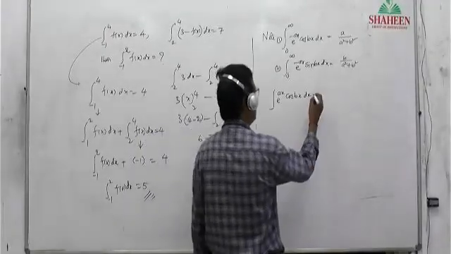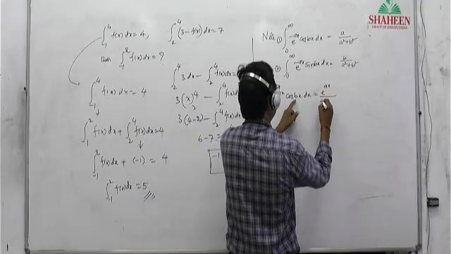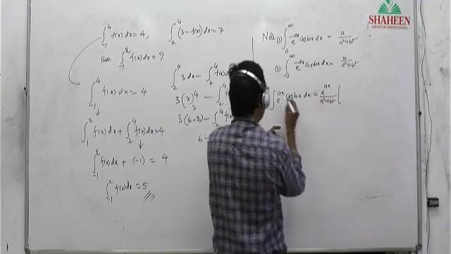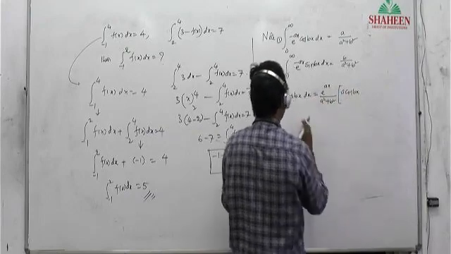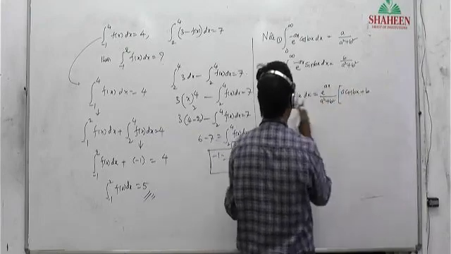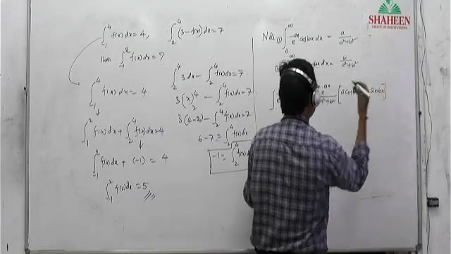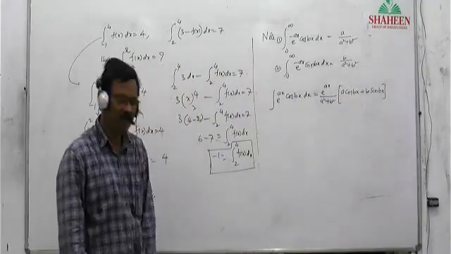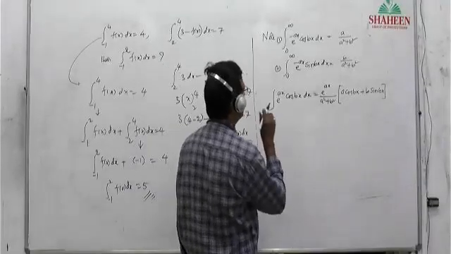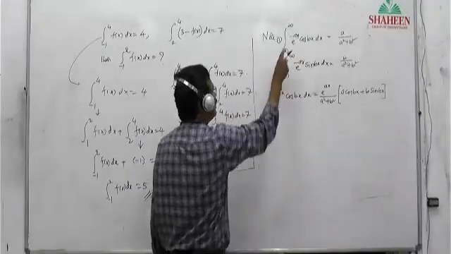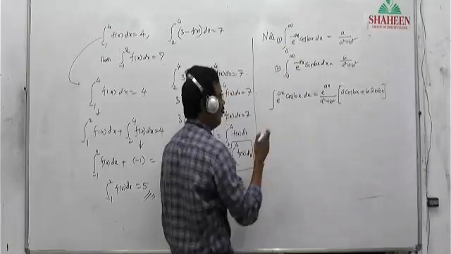Now see what it was: e power x by a square plus b square into a cos bx plus b sin bx. This is the answer. Now we did this for the indefinite integral, but for this we want the limits. But here, is it the same? No. Minus ax is there, but there ax was there. So let us change a.